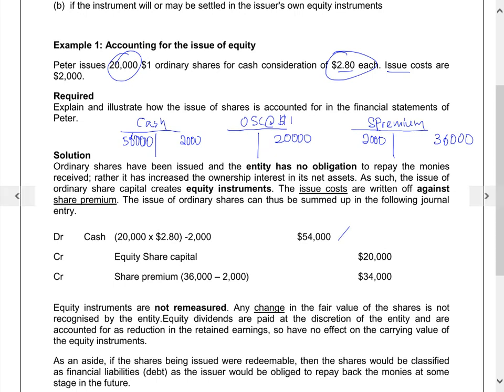Here they combine as one entry, but actually there are two transactions, right? Today I receive cash, tomorrow I pay for the 2,000. So ordinary share is still 20,000, but my share premium now is left with 34. No expenses. And when I pay the 2,000 related to issue of share, I will minus out from the share premium. So the standard says so.